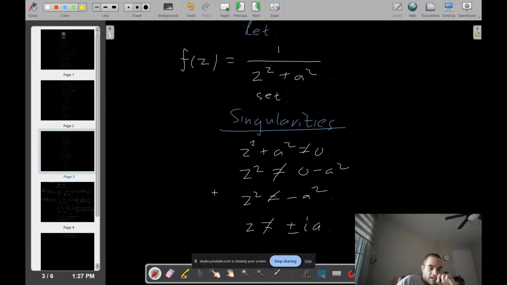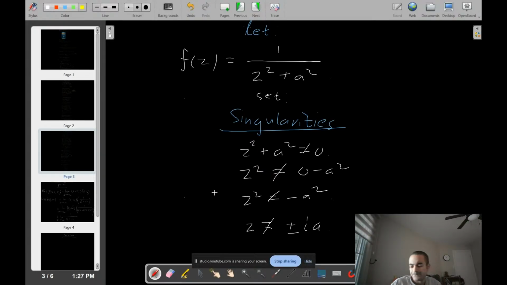So the singularities: z squared plus a squared cannot be equal to 0. Hope that makes sense. So z squared cannot equal negative a squared. So we're solving for z squared. Square root both sides. z cannot equal plus or minus ia.